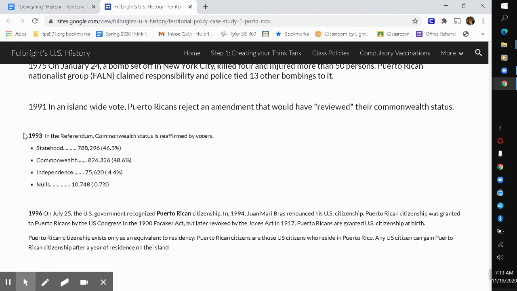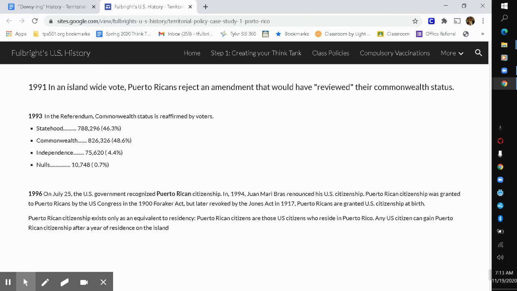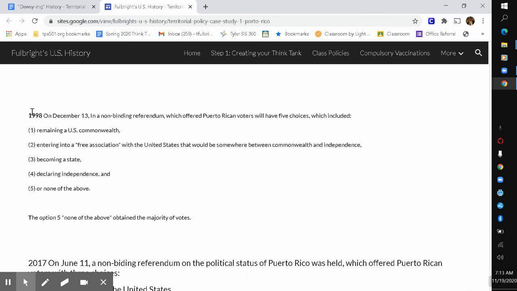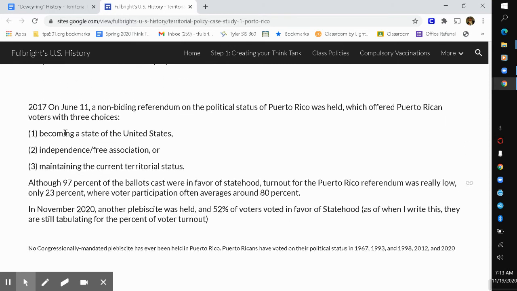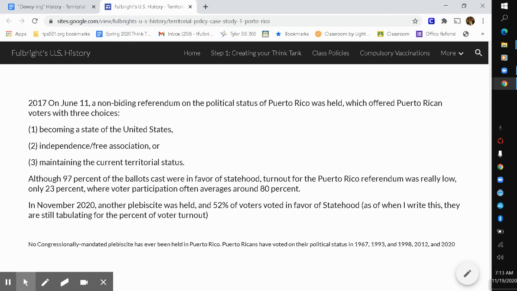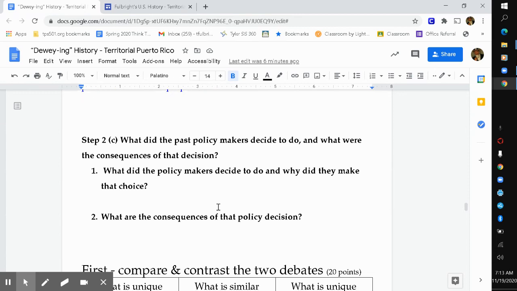We had another referendum in 1991, another in 1993, another in 1998, then in 2017, and most recently in 2020. So clearly, since they became an American territory in 1900, there's been no real agreement that what they are is good enough. People continue to debate what the status should be, and that's what you're going to be doing now.